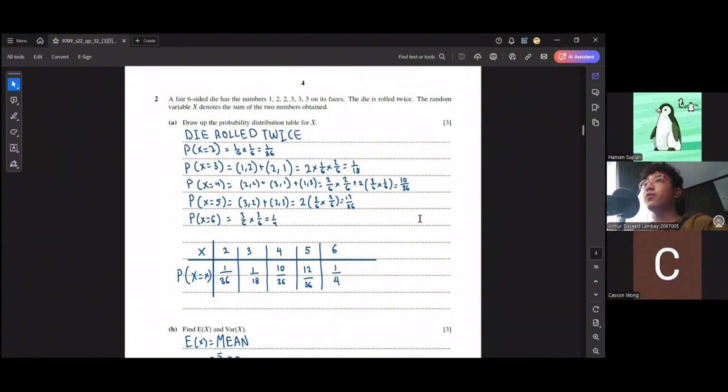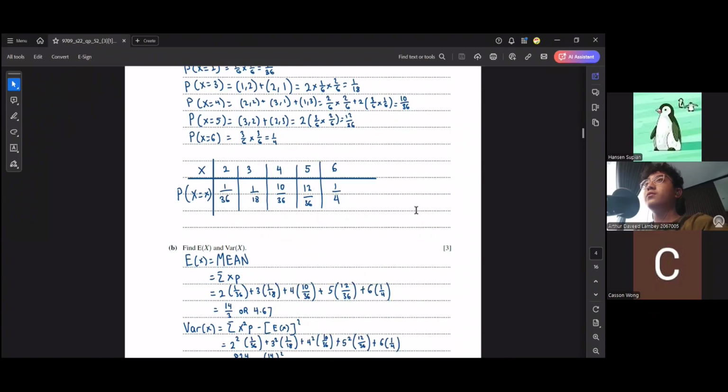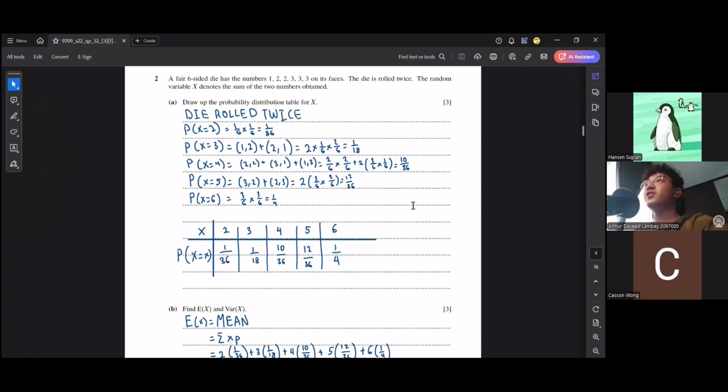So for the sum to be 4, the combinations we can get are 2, 2, 3, 1, and 1, 3. For 2, 2, the probability is 2 over 6 times 2 over 6. For 3, 1 and 1, 3, it's the same as above, but there are three values of 3, so the probability is 3 over 6 times 1 over 6. And don't forget to times it by 2. So it will equal 10 over 36.